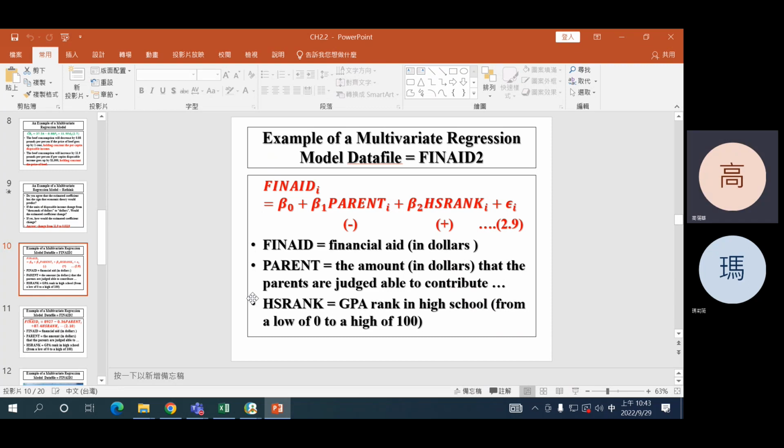So in this situation, I think just by common sense, if your parents can pay more, the financial aid will be less. So this is what we call a negative relationship. And a positive relationship means that if you have better performance, then the government or the universities are willing to give you more financial aid to support you in your academic learning, right? So this is a positive relationship.